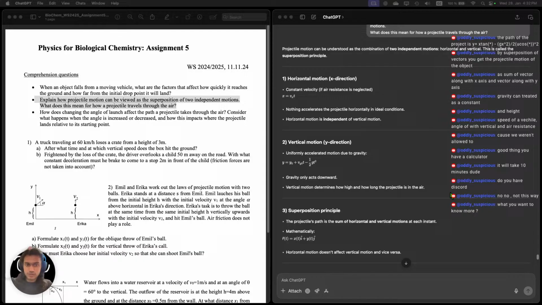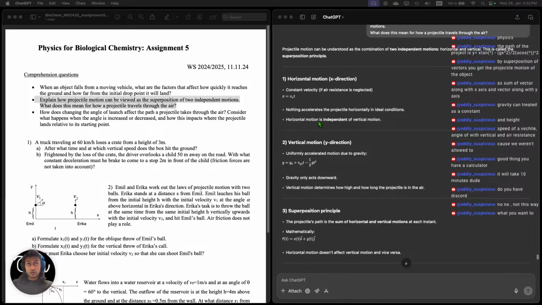The path of the projectile is y equals x tan theta minus g x squared over 2 u squared cos squared theta. Projectile motion can be understood as a combination of two independent motions, horizontal and vertical. This is called the superposition principle. Horizontal motion, constant velocity if air resistance is neglected. Nothing accelerates the projectile horizontally. In ideal conditions, horizontal motion is independent of the vertical motion. Vertical motion, uniformly accelerated motion due to gravity. Gravity only acts downwards. Vertical motion determines how high and how long the projectile is in the air.